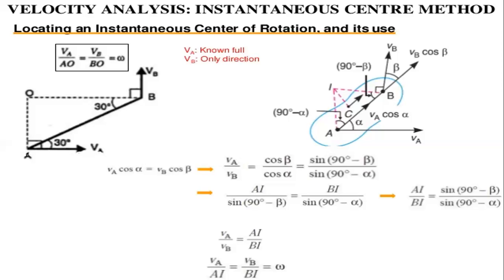Next, I'm taking the velocity of B, that is towards the perpendicular direction of velocity A, that is in the y-axis direction, but not equally to the y-axis, but it is perpendicular to the x-axis. So that is taken as velocity of B cos beta.